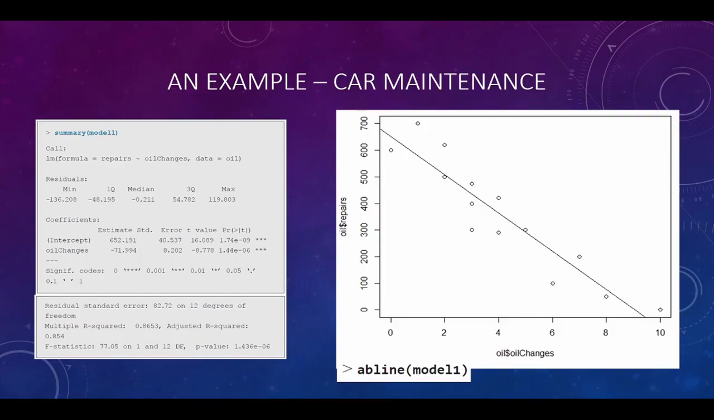So here we've got the R-squared value way down here of 0.8653. You can look at that as saying 87%. That means that oil changes account for about 87% of the variability in the repair cost.